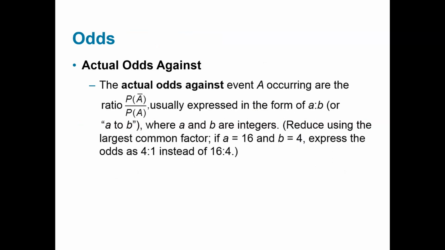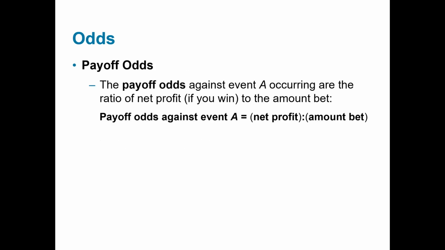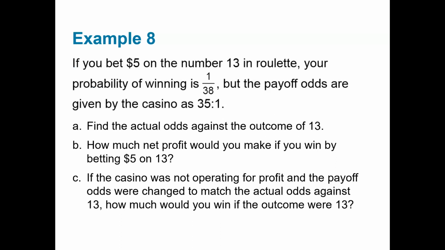So let's talk about odds. For actual odds against, we use the ratio of the probability of not A over the probability of A, and we always reduce that fraction. The actual odds in favor is the reverse, the probability of the event over the probability of not the event. And then the payoff odds against event A occurring are the ratio of the net profit, what you win, to the amount of the bet. We're going to take it one by one.